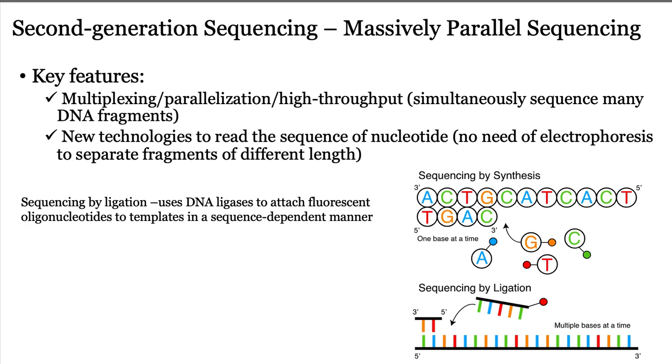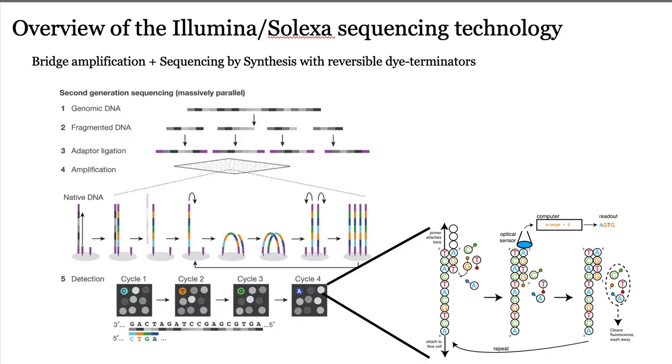So this is the overall view of the Illumina Solexa sequencing technology, and this is the most successful technology in the market right now. You start with genomic DNA, you fragment the DNA, apply the DNA to a flow cell, and go through amplification. Then at each place, you can go through sequencing by synthesis with terminators one by one, and in each round we can read which dNTP was incorporated, so you can read the sequence of the DNA.